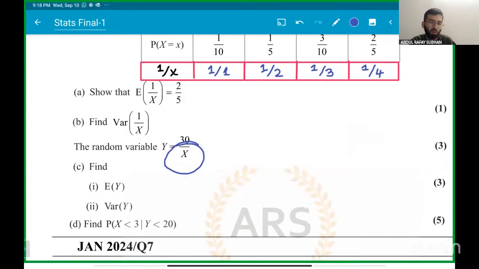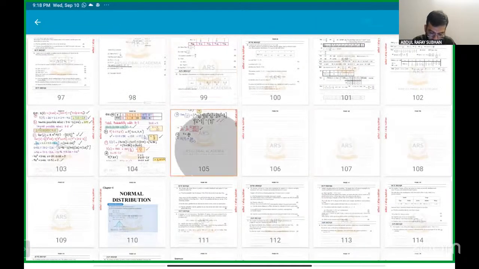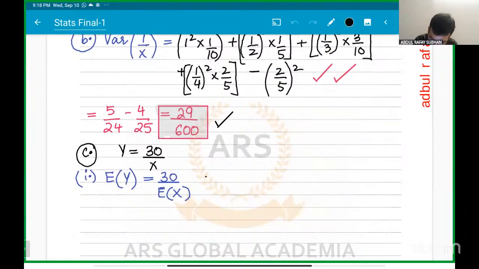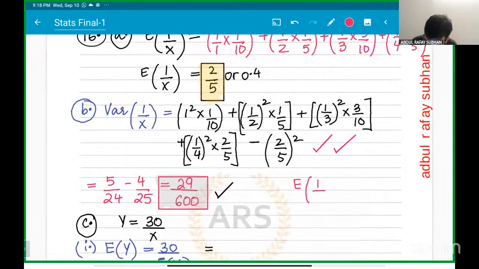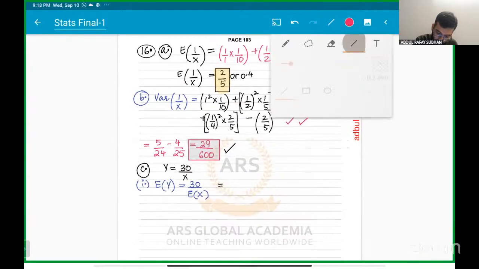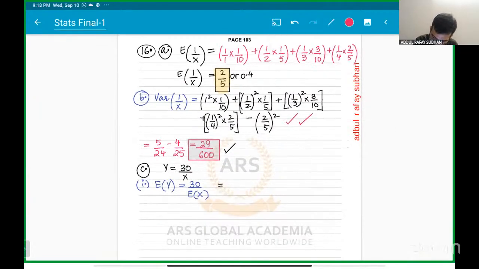But the problem is that we don't have the mean of x. We have mean of 1 over x. But it's the same. अभी आपको मैं show करके दिखाता हूँ. ठीक है, follow everyone. So it will be 30 divided by E of x. So we have to get just the mean of x. So what we have is the mean of 1 over x.